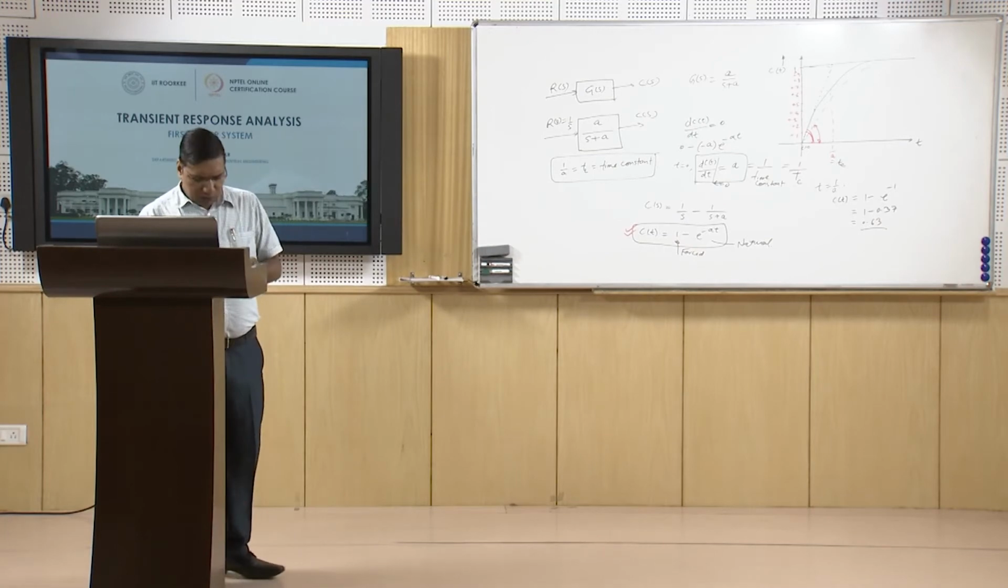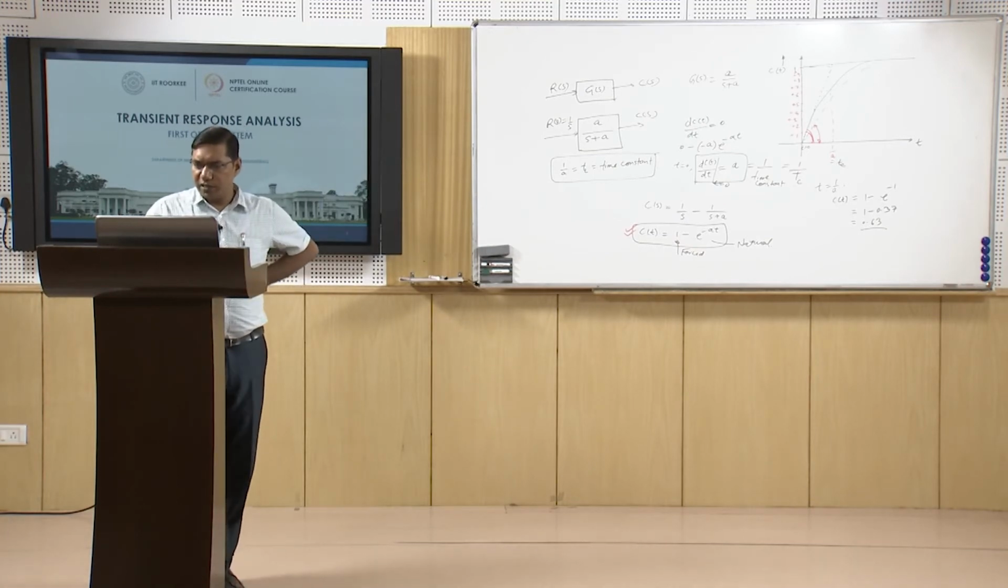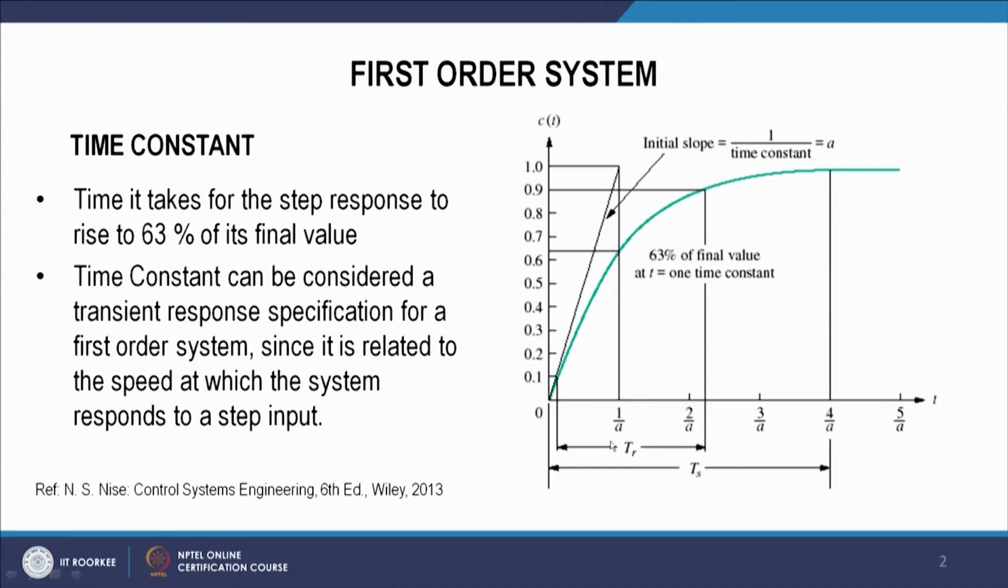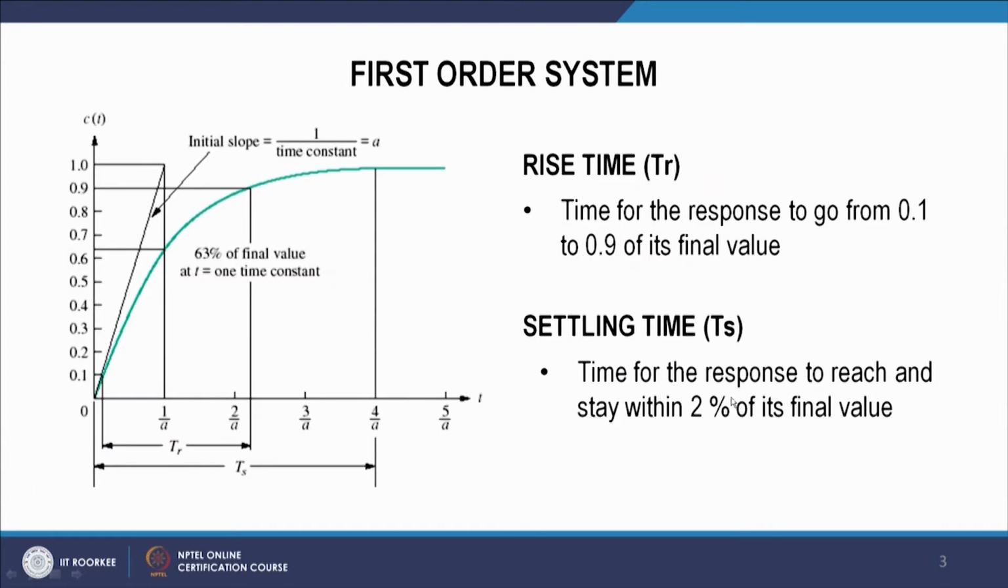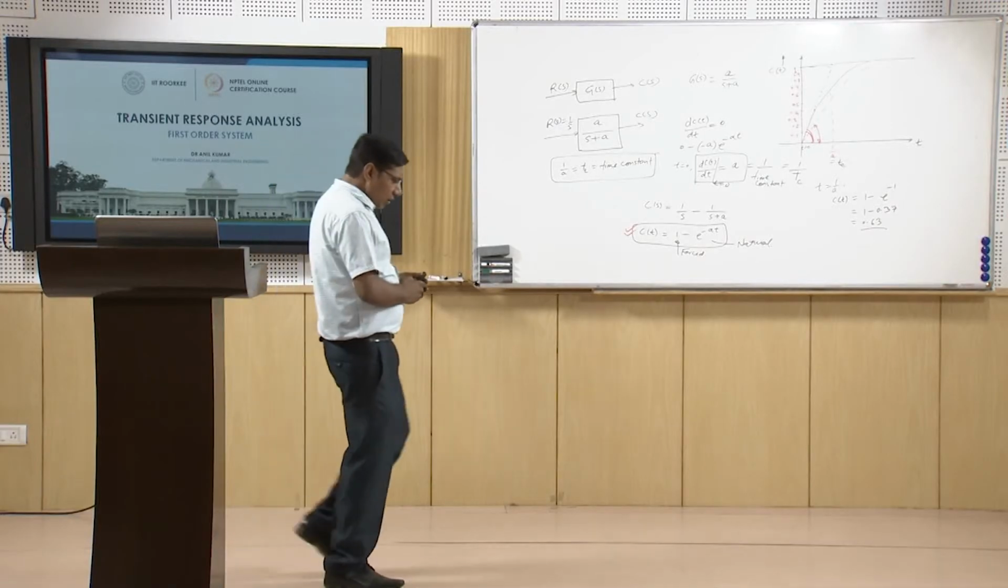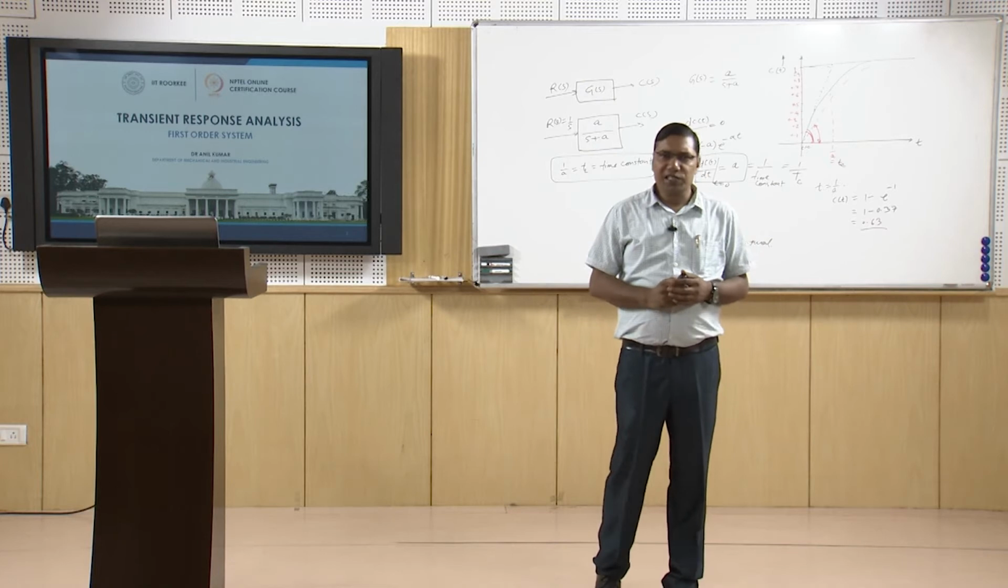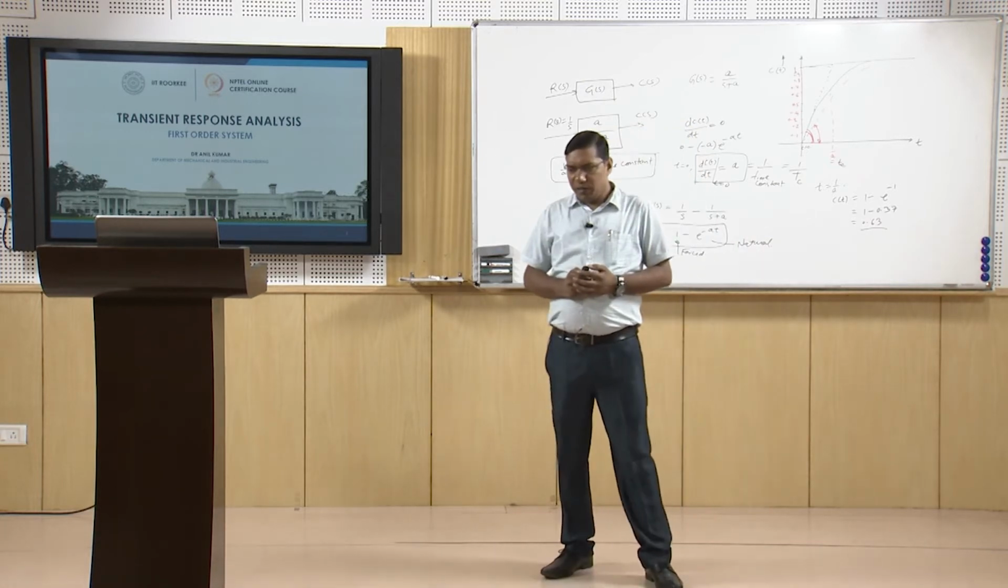There are some other parameters. So here in this diagram we can see the same plot that I have plotted. We can see here this response of a step input, and at one time constant the response reaches 63% of its final value, and so time constant is considered as one of the transient response specifications for a first order system. Now here are two other terms, Tr and Ts.